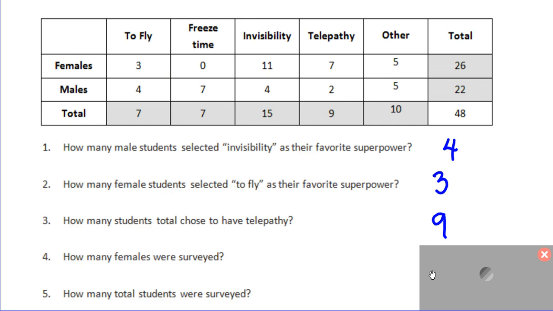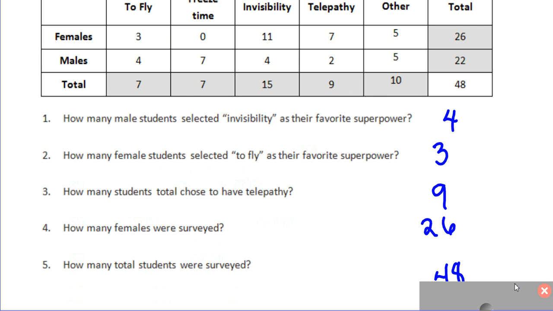How many females were surveyed? So females, I want the total of everyone that was asked. That would be 26. And how many total students were surveyed? Well, again, when we look at all the totals for the categories and the genders, that would be 48.